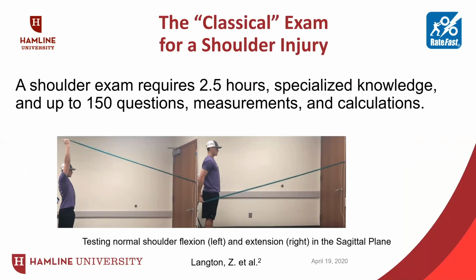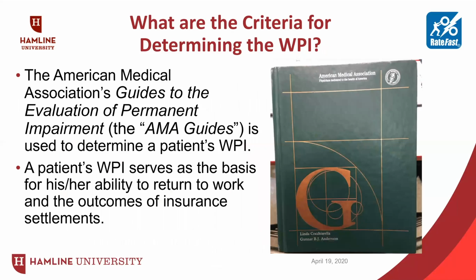Specifically for our prototype software that we call the Hyperapp, we have chosen to rate shoulder injuries. Shoulder evaluation by the classical method, as I mentioned before, is very costly, but on average for the shoulder it requires 2.5 hours and up to 150 questions, measurements, calculations. Here, our normal range of shoulder motion for flexion and extension in the sagittal plane is displayed. All ratings are legally bound, in fact, to methods prescribed in the AMA Guide to the Evaluation of Permanent Impairment. This serves as our major document in the coding for WPI ratings.